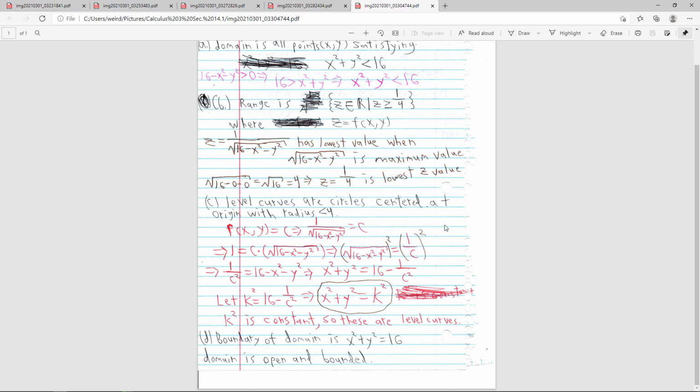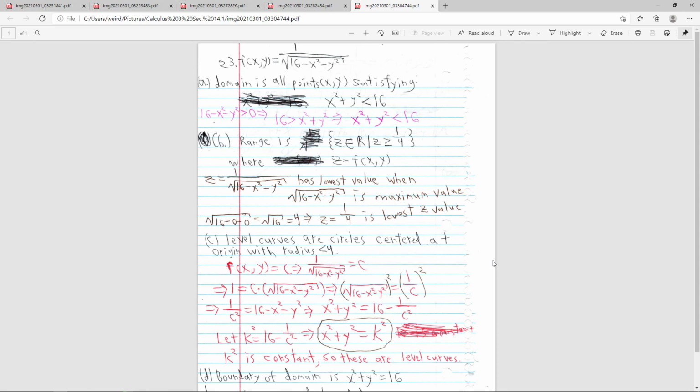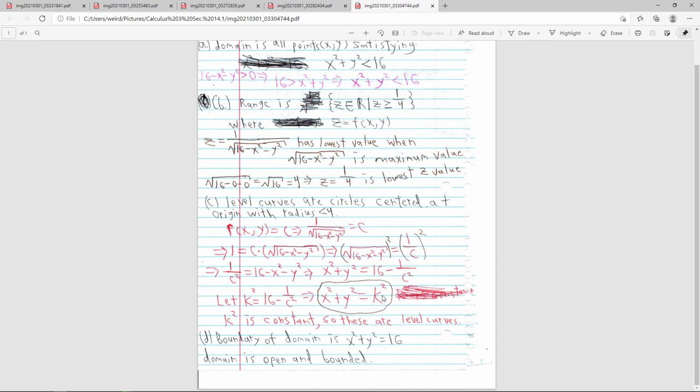And level curves are circles centered at the origin with radius less than 4, and you get this less than 4 based on that square root of 16 thing. You solve and get x squared plus y squared equals k squared, which is a circle. I don't think it's that important though. You can look at this a little bit and figure out what's going on. This is the math behind it, but there's not much calculation here; it's just explaining the calculations. Level curves have to be a constant value, because you're setting this function equal to the constant c.